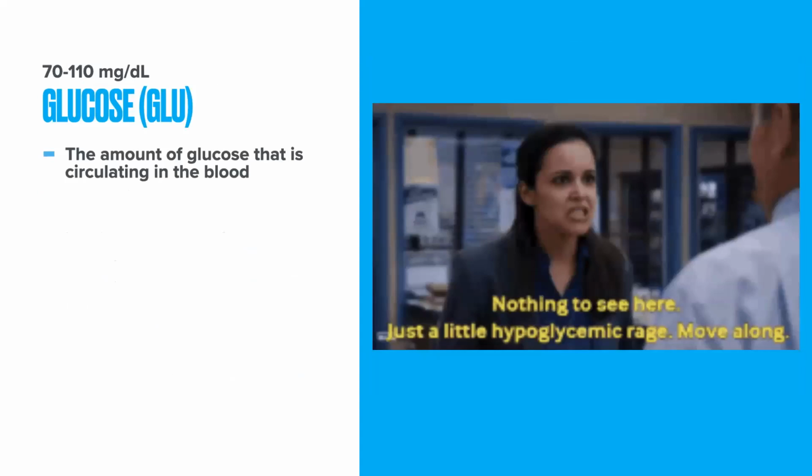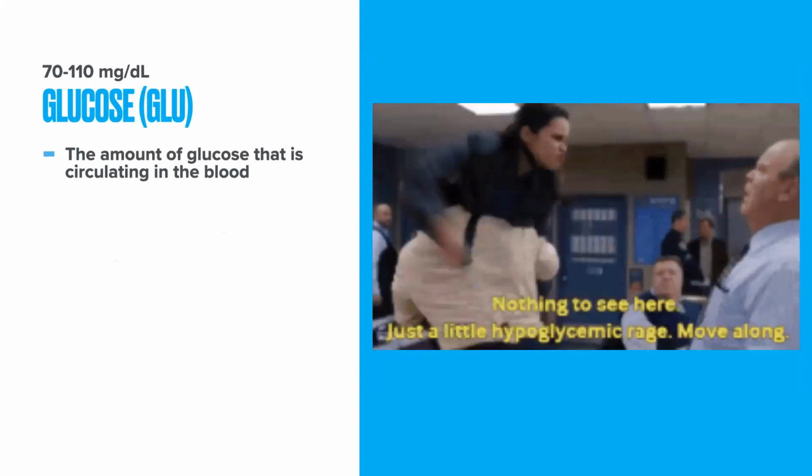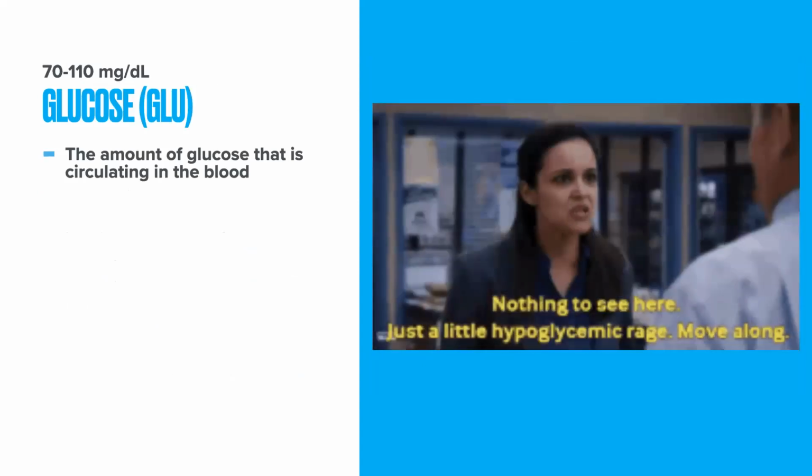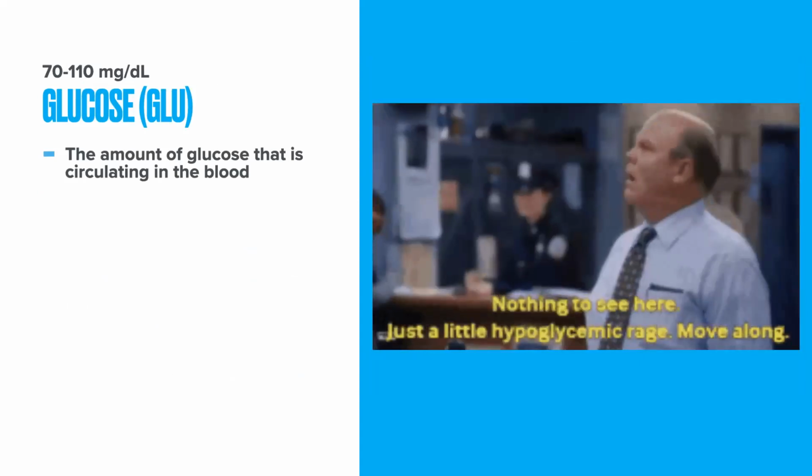Glucose, I'm going to kind of skip over this one, 70 to 110. It's the amount of glucose that's circulating in our blood. We're pretty familiar with glucose, right? This we can test for using a finger stick.